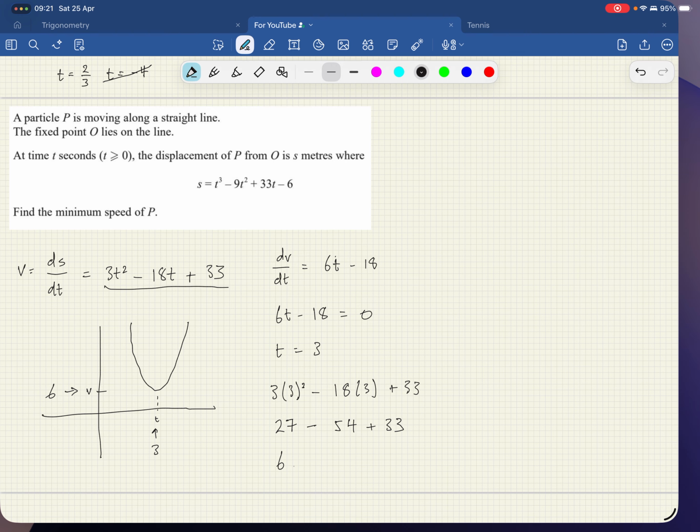And presumably it's in meters per second, but the mark scheme doesn't ask you for that. So this is your final answer.